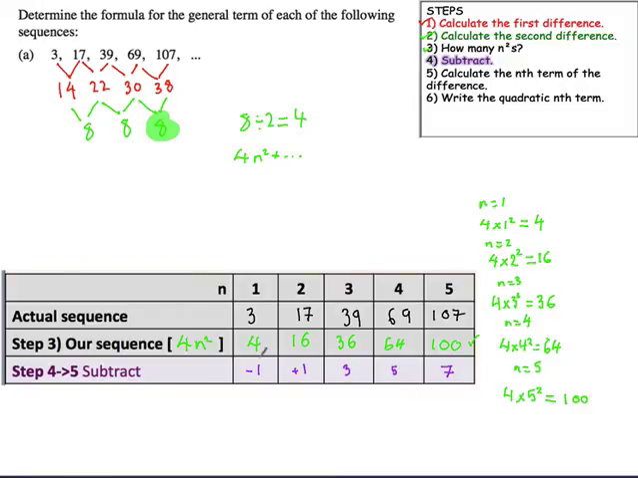If we add these numbers, minus 1 plus 4 gives us 3. 1 plus 16 gives us 17. 3 plus 36 gives us 39. So if we knew what this would be for every n, we can work out the actual sequence. All we have to do is add it to 4n squared. Let's tick off what we've done. We've done the subtraction. Calculate the nth term difference. This would be this step.